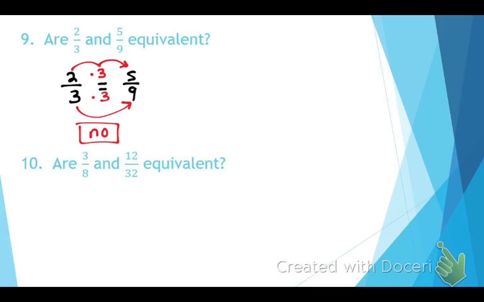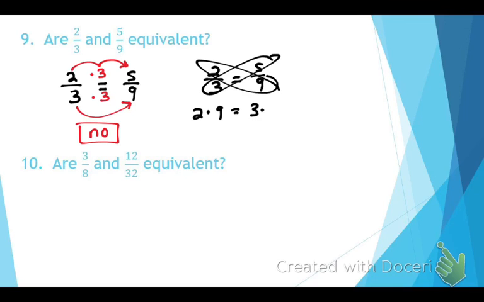In this case, you also could have worked it out with cross products. 2/3 equals 5/9. I'm going to multiply across 2 times 9. And does it equal this across, 3 times 5? When I work that out, 18 does not equal 15. So once again, the answer is no.